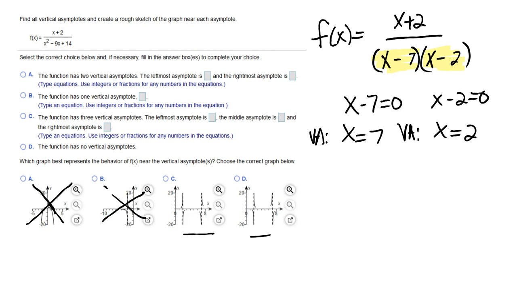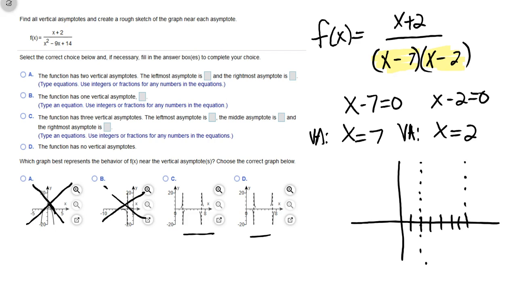So when we have our asymptotes, let me draw them. We're going to have at 2 a vertical line, and at 7 we'll have a vertical dashed line. Those are going to be where our asymptotes are. Now vertical asymptotes will have your y values either going to infinity or negative infinity. We don't know which one, and that's why we need to figure out how to sketch the graph, whether the graph will go to infinity or negative infinity.